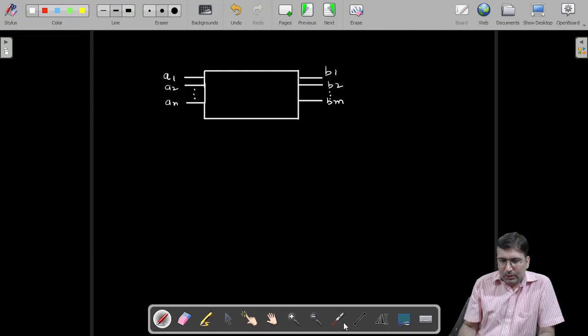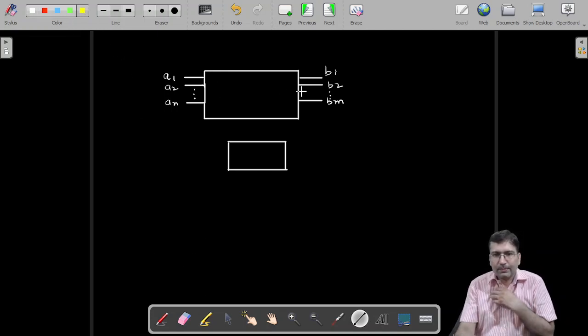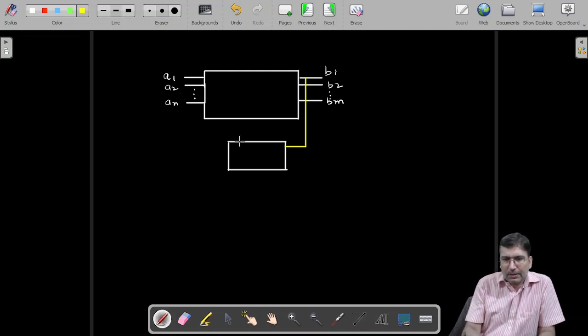Now, because I'm going to draw a sequential circuit, there'll be a memory element. So let's say I'm assuming this is a memory element. And what is the important thing about a memory element? It is capable of storing the data. So whatever output we are getting here, these outputs are getting passed to a memory element. That means the output is being stored. This is the memory element.